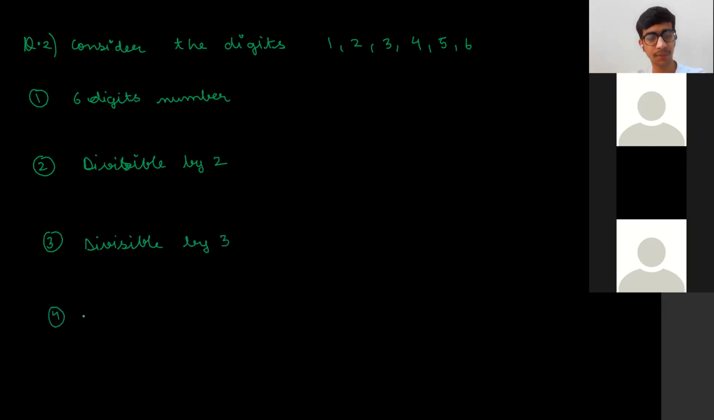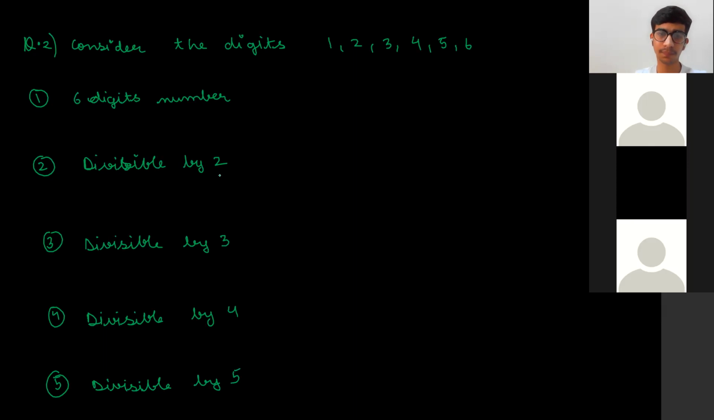So no repetition, right? Yeah, no repetition. Divisible by 4. Divisible by 5. Quickly answer कर दो, बहुत easy है I guess. Maybe तुम्हें 4 वाले में प्रॉब्लम आ सकती है.